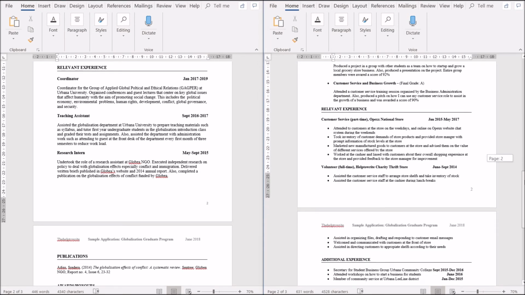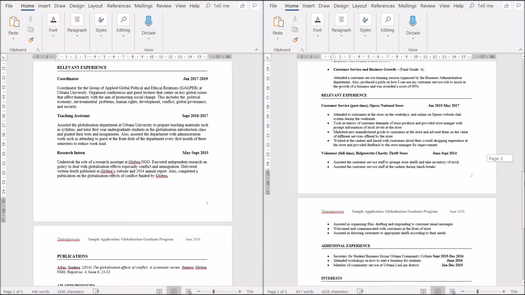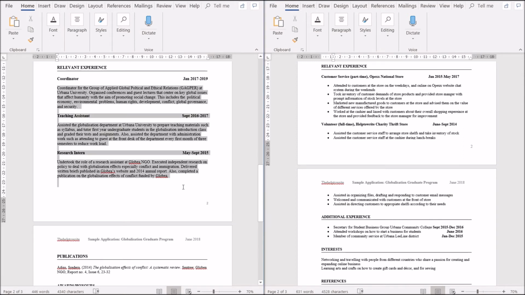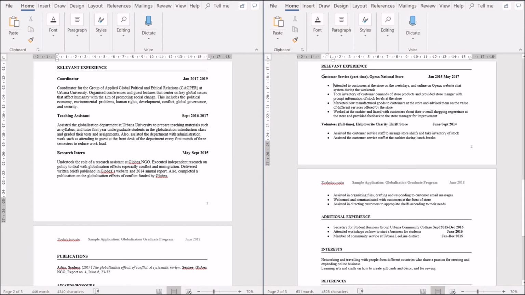The purpose of this section is to indicate your past or present experiences that are relevant to that specified job or that specified degree or program that you are applying for. However, the structure of the relevant experience varies. For an academic CV, it reads more like a summary, as you can see on the screen, whilst that for a resume is specific and uses bullet points.